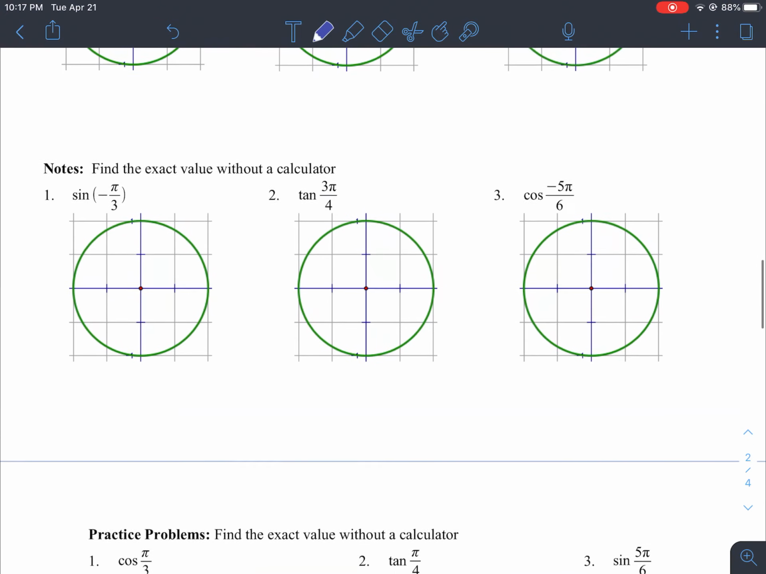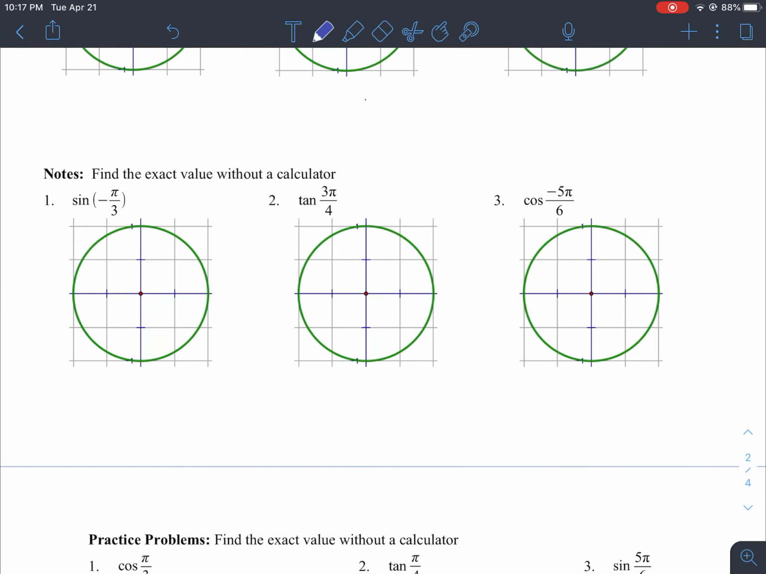Now, find the exact value without a calculator. How are we going to do that? We have to remember our favorite triangles from the last worksheet. We love those triangles. That was our 30, 60, 90 triangle. The side lengths were 1, 1/2, and the square root of 3/2. That was from the last worksheet. And we also love the 45, 45, 90 triangle. The side lengths are 1, square root of 2/2, and the square root of 2/2.